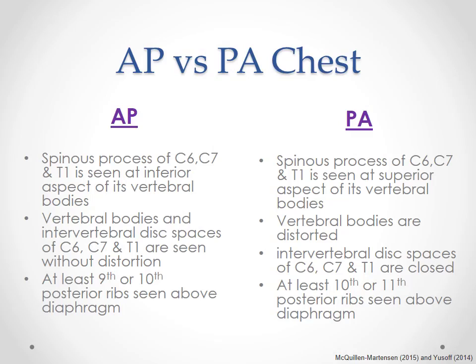In an AP chest X-ray, the patient is usually in a supine or semi-erect position. Therefore, the diaphragm is unable to shift to its lowest position because the abdominal organs are compressed and pushed against the diaphragm. This is why only 9 or 10 posterior ribs are demonstrated above the diaphragm, because the lungs are not fully aerated.